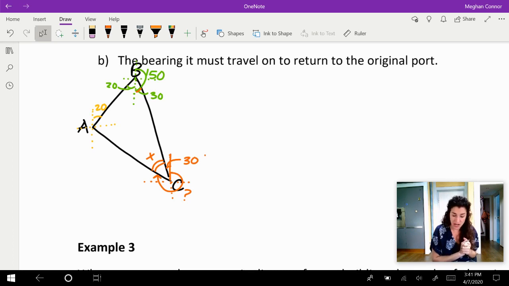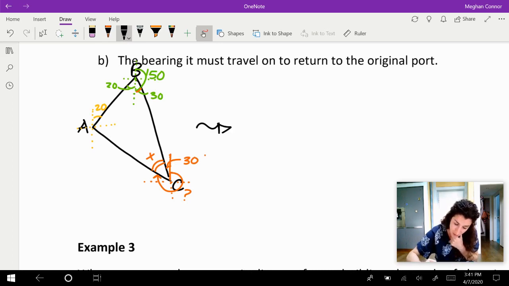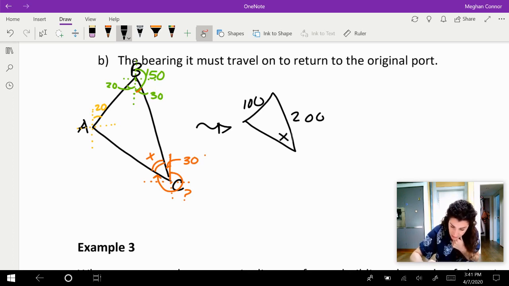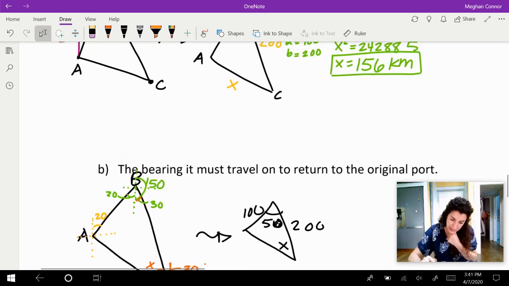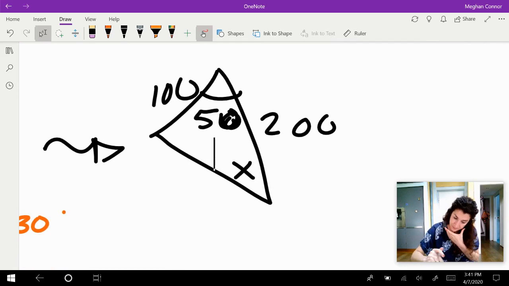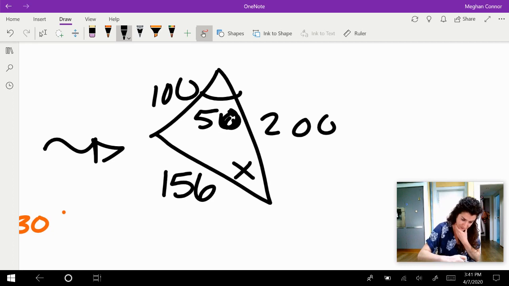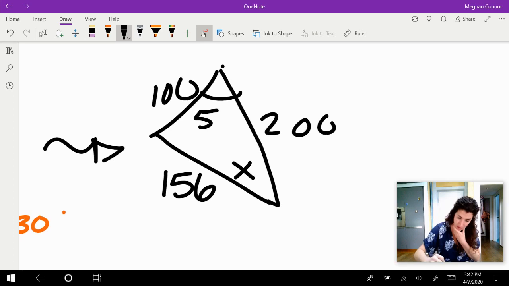So we need to solve for angle X. Now that I have a plan, I might do a new diagram to help me focus for a second. I want to solve for X. I know that this is 100. I know that this is 200. I know that this is 50. And I did just solve for the other side length. I got 156. I know it wasn't exactly 156, and that number is saved in my calculator, so I'm going to make sure to use the exact value that's in my calculator.